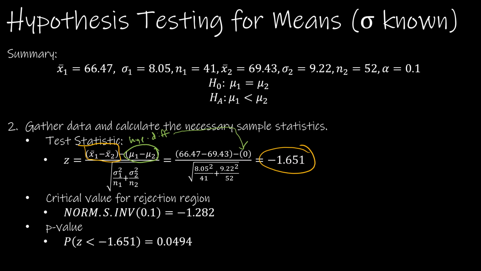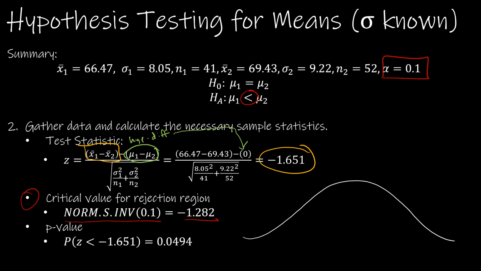Now, the same critical value, the same p-value, so this part should be easy because we've done so much of this already. The critical value is found using alpha, and again, it's a left-tailed test, so I can just do norm S inverse of 0.1, and that should be a negative value because again, if I'm looking at my curve, negative 1.282 and anything less than is a rejection region. And then negative 1.651 is down here in the rejection region, which means we're going to reject.